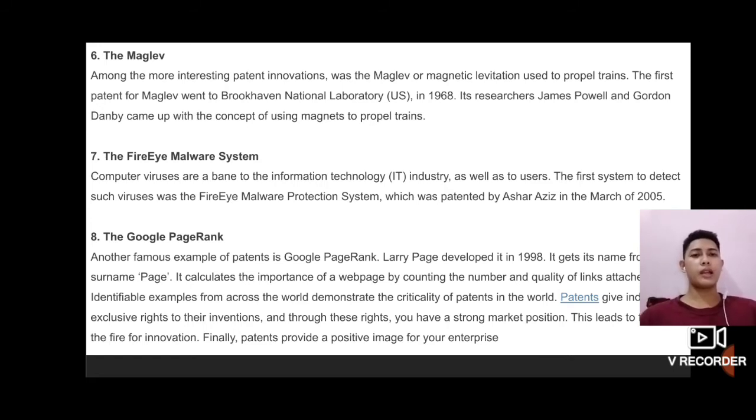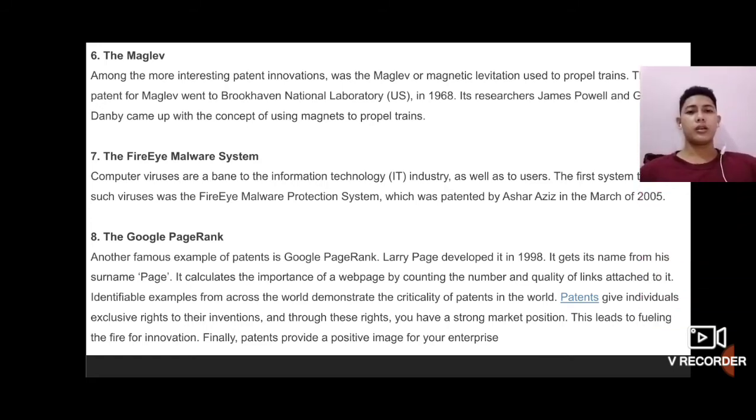And the last is Google PageRank. Another famous example of a patent is Google PageRank. Larry Page developed it in 1998. It gets its name from his surname, Page. It calculates the importance of a web page by counting the number and quality of links attached to it.